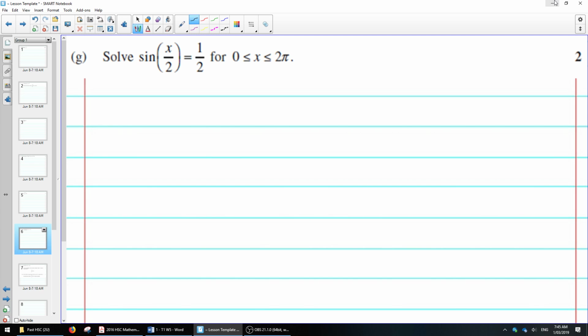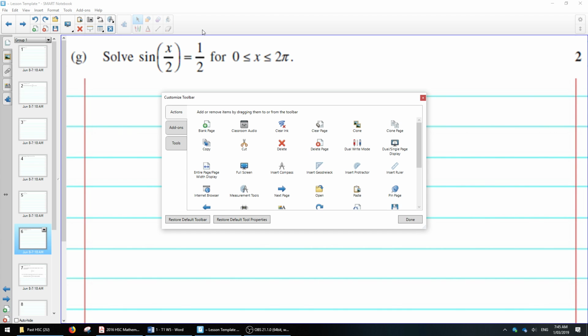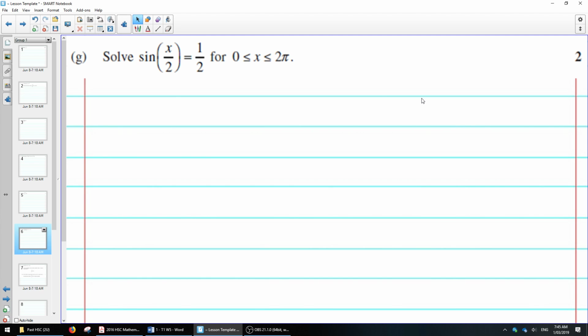Okay, so this is a trig equation. When we're solving trig equations, the point of what we're trying to do here is look at the marks and then try to determine where the marks are going to be allocated. Okay, so this is 2 marks. Where do we think the marks are going to be before we start jumping into it? One of them would obviously be the solution, right?